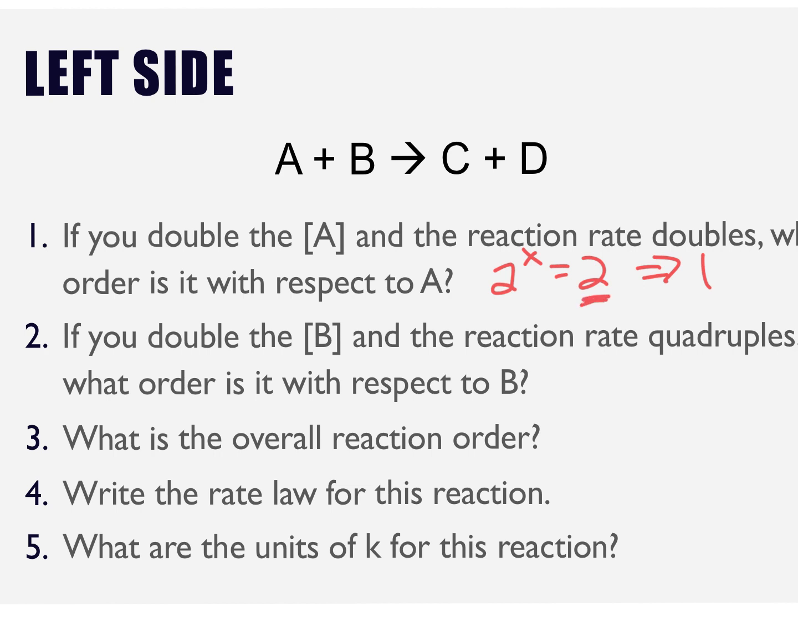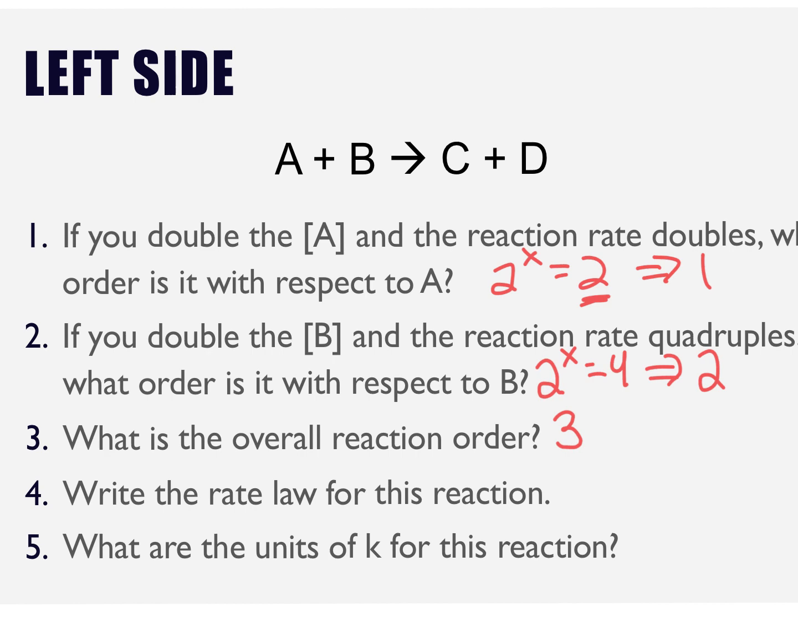If we double the concentration of B and the reaction rate quadruples, what's the order with respect to B? So 2 to the x again equals 4, quadrupling, which means x equals 2. What is the overall reaction order? We add those together, so the overall reaction order would be 3.